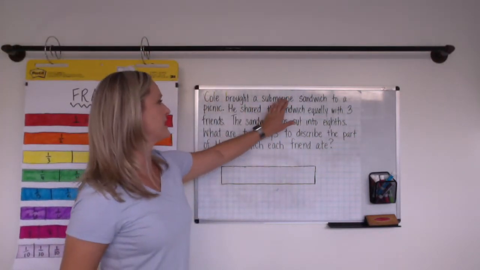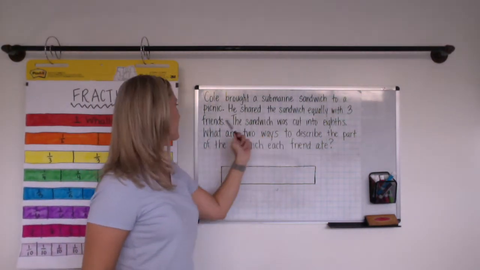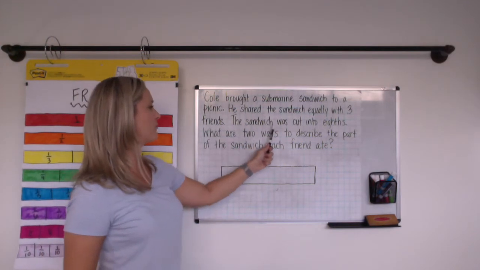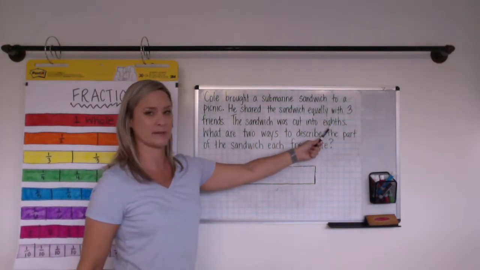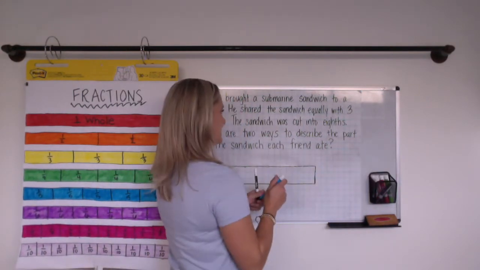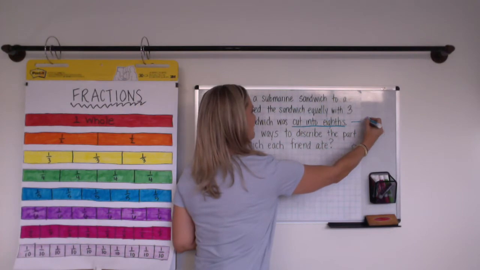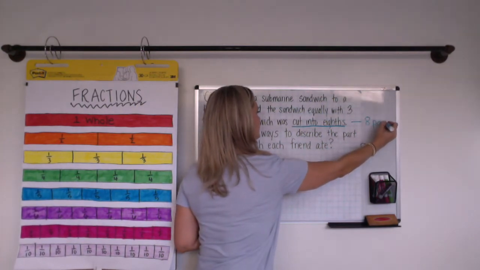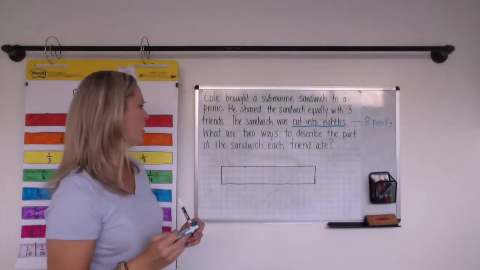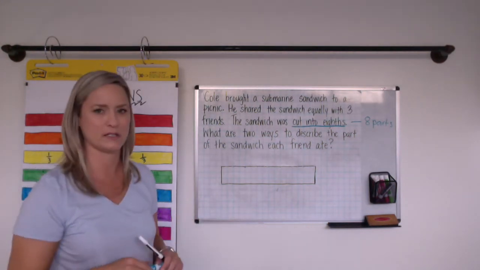Cole brought a submarine sandwich to a picnic. He shared the sandwich equally with 3 friends. The sandwich was cut into 8ths. Okay, so we've just learned something important. The sandwich was cut into 8ths, so we know it's going to have 8 parts. Now, what are 2 ways to describe the part of the sandwich each friend ate?